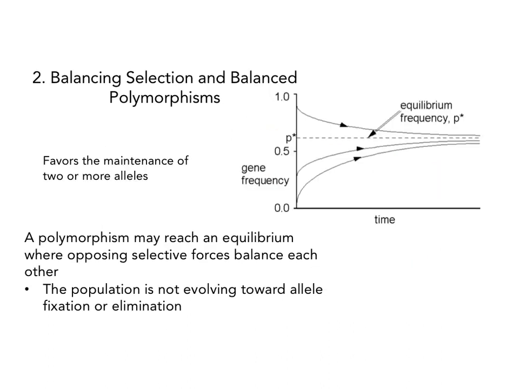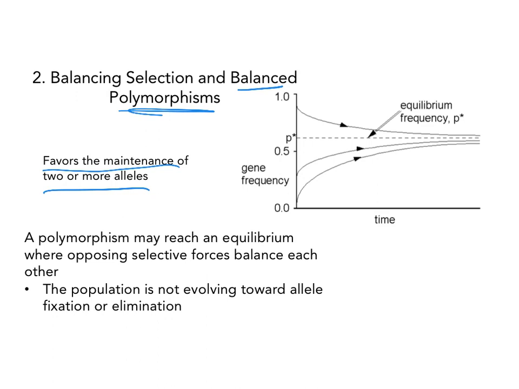Now, a second type of selection is really pretty cool. This is balancing selection, and the concept of a balanced polymorphism. This type of selection favors the maintenance of two or more alleles. We saw that in directional selection, you tend to go to fixation. Here, we develop this happy medium, an equilibrium, where you have opposing selective forces that balance each other out.